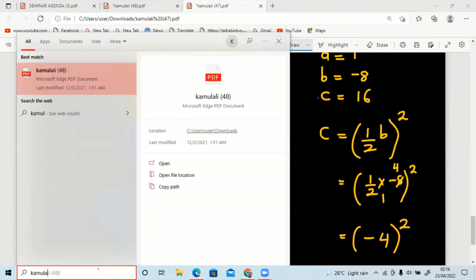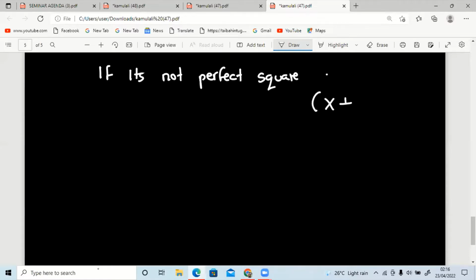But what if it is not a complete square? What do we do? Now, when it is not a complete square, we are going to the next thing. If at all you find out that it is not a perfect square, so that's when, if something is not a perfect square, we express it in this form, x plus p squared plus q.